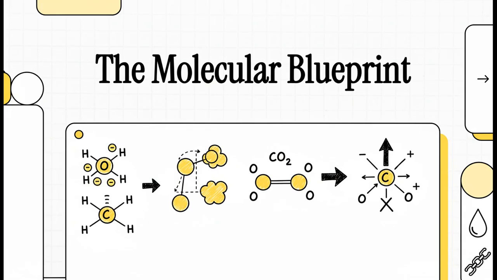Welcome to The Explainer. It's kind of wild when you think about it. How can scientists possibly know the exact shape of something as tiny as a molecule? Well, it's not guesswork. Today, we're going to become molecular architects. We're going to learn how to draw the blueprint that predicts a molecule's true shape, and really, its entire personality.